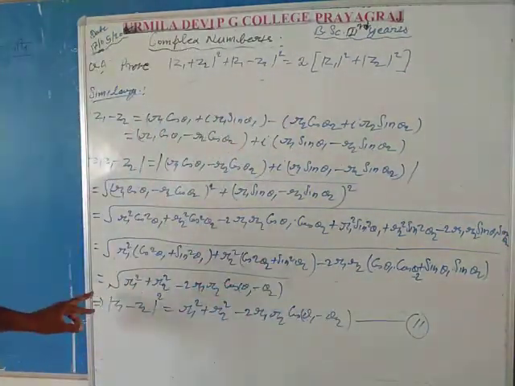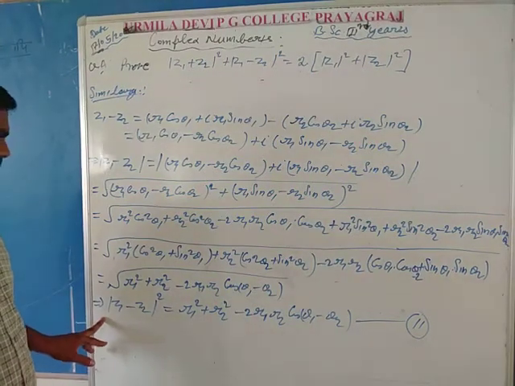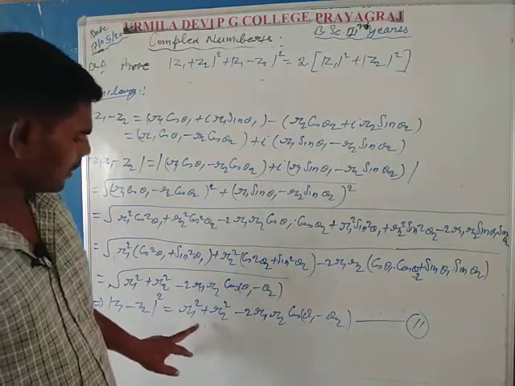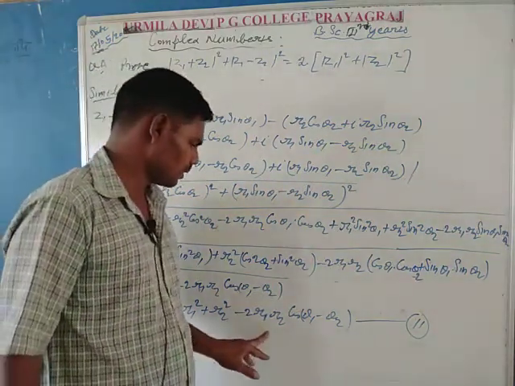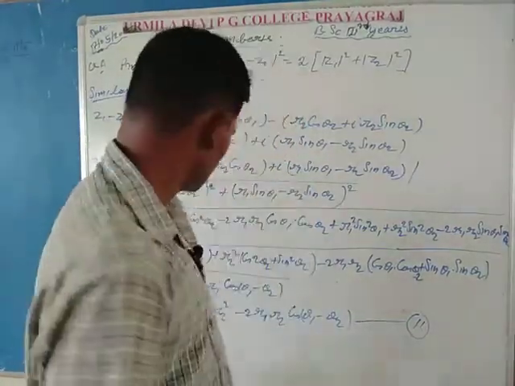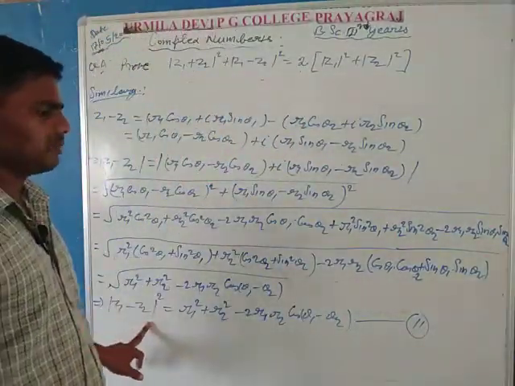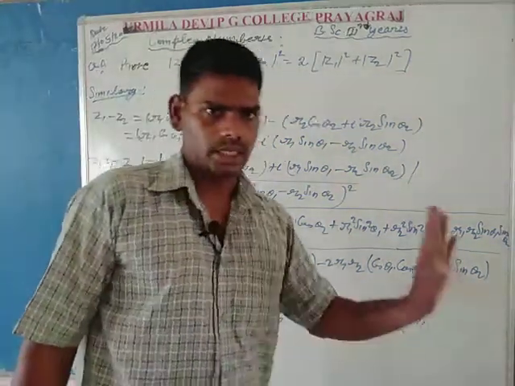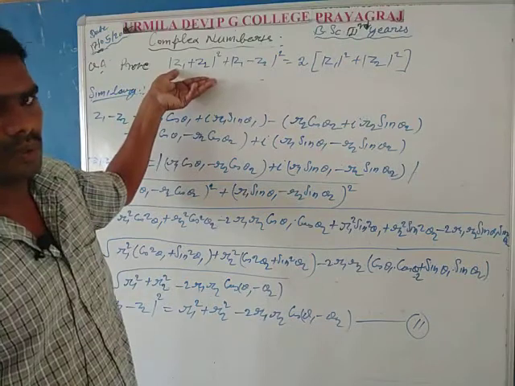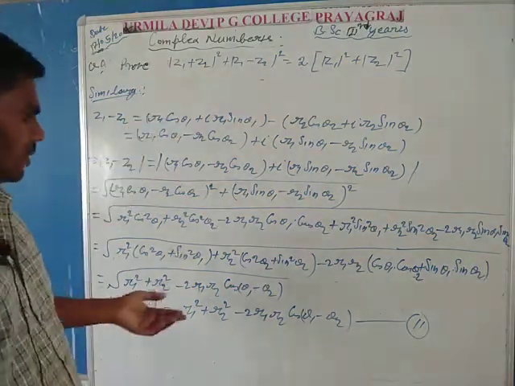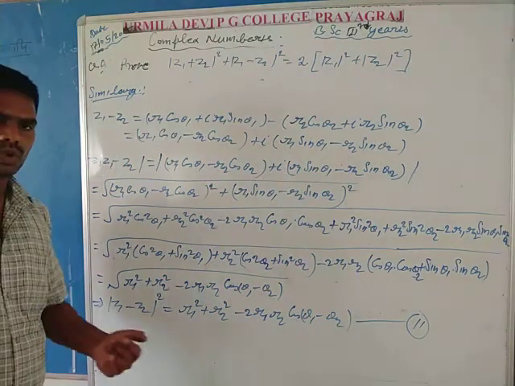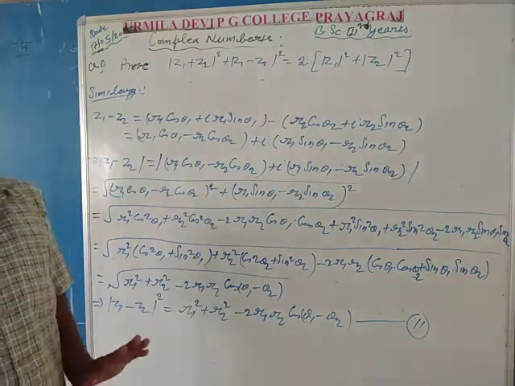So after this, taking square root on both sides, mod z1 minus z2 whole square is equal to r1 square plus r2 square minus 2 times r1 r2 cos of theta 1 minus theta 2, which is the value of mod z1 minus z2 whole square, represented by equation second. So in equation first is the complete value of mod z1 plus z2 whole square, and in equation second is the complete value of mod z1 minus z2 whole square.